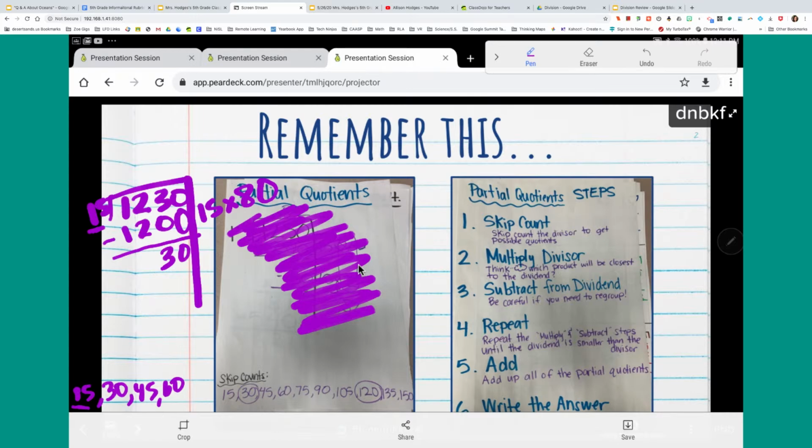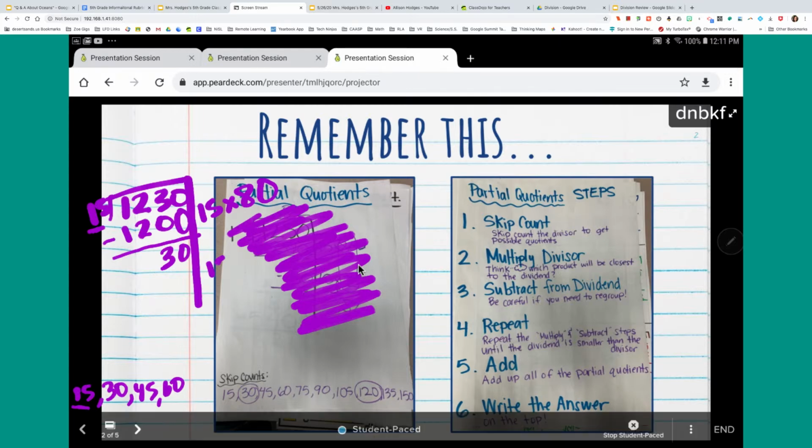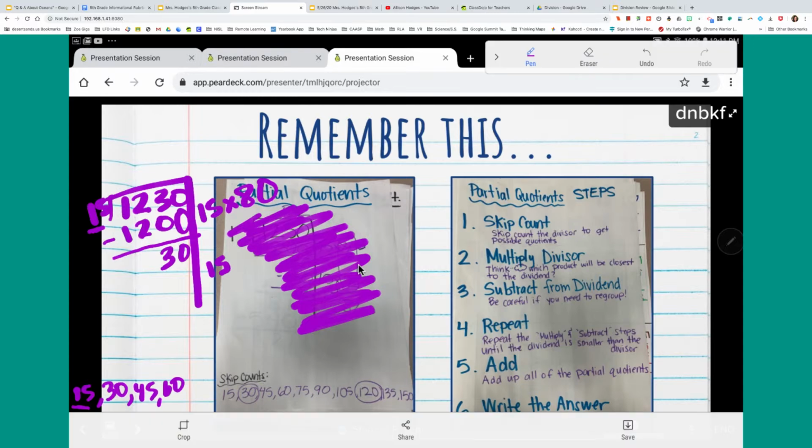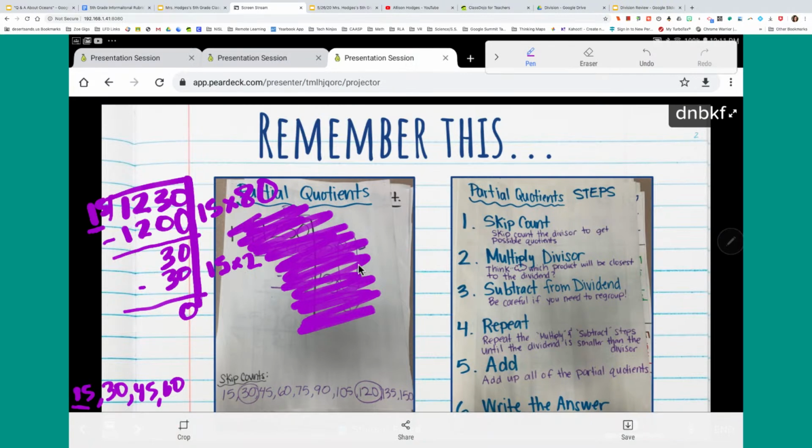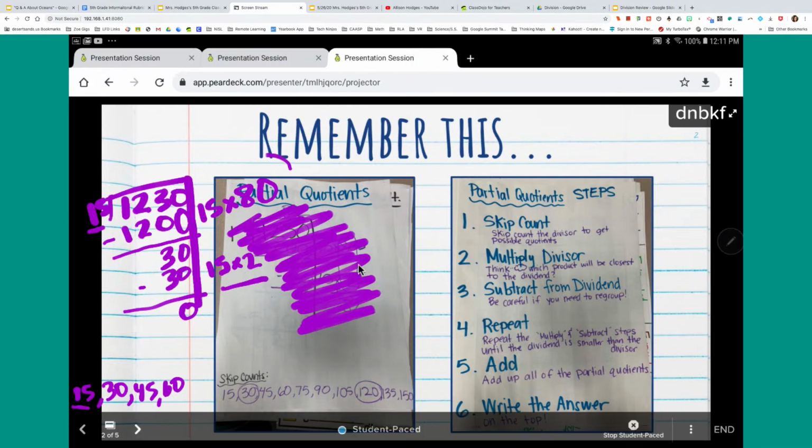Now I'm looking at 15 times what is going to give me 30? Well, looking at our skip counts down here, 15, 30, well, 2 groups of 15 will give us 30, so 15 times 2 will give me 30. Subtract that, and I end up with 0 there. So now that I've made it to 0, I need to add up these partial quotients. 80 plus 2 is 82, so my final answer is 82.